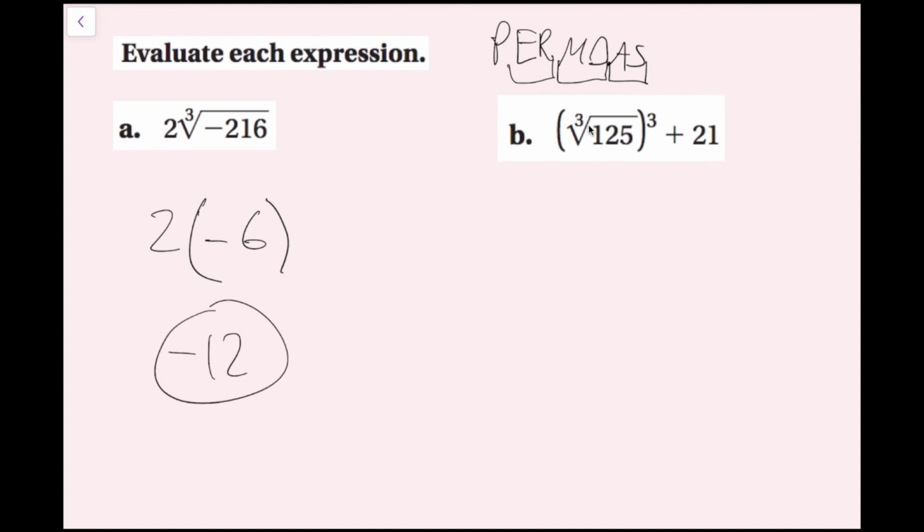For part B, I have the cube root of 125 all cubed and then plus 21. Well, you could take the cube root of 125, which is 5, and then cube that again, but you'd get back to 125. Notice the cube root operator and cubing something are inverse operations, and therefore they're going to cancel each other out. So this is just going to turn into 125. Now I just bring down the plus 21, and 125 plus 21 is 146. So now we're done with part B.